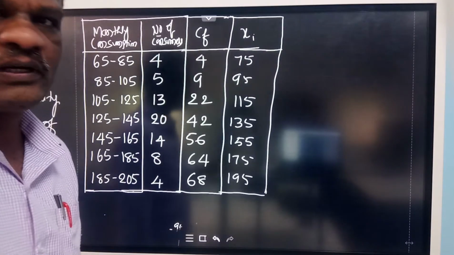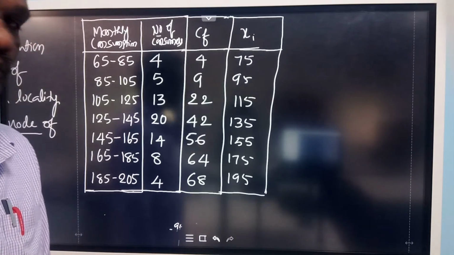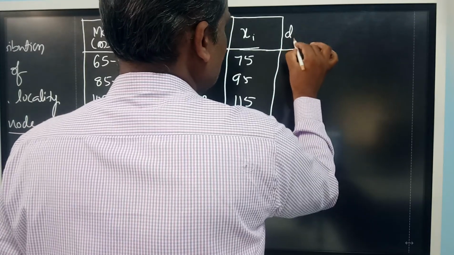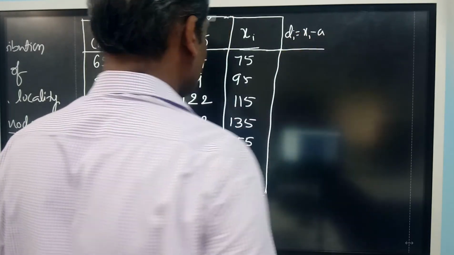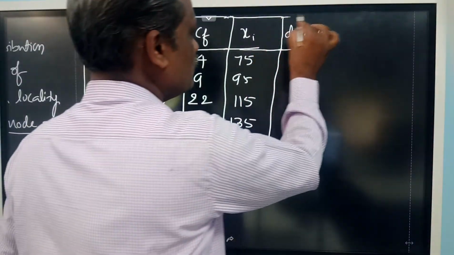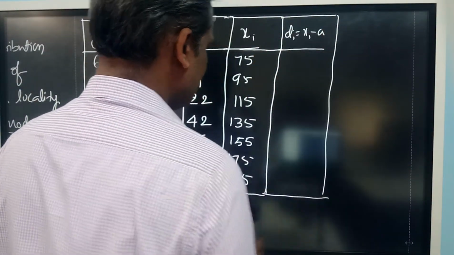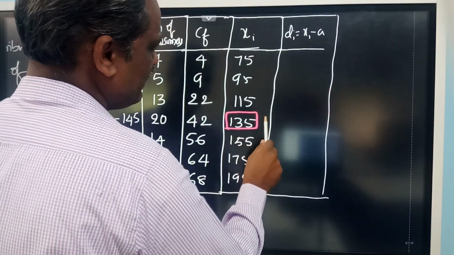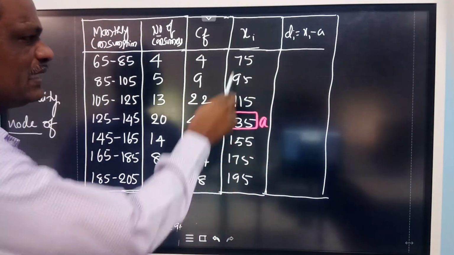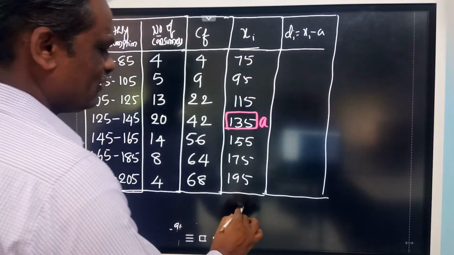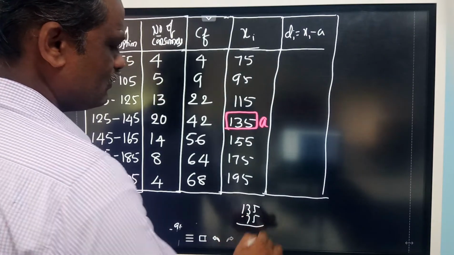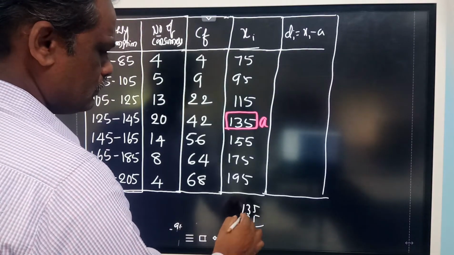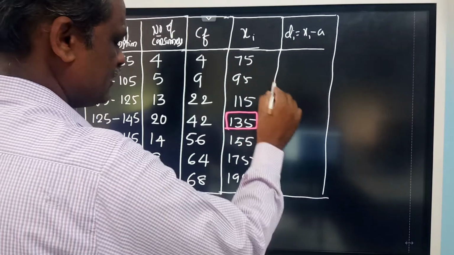What else is required? Let us go for the assumed mean method. In the assumed mean method, the deviation is equal to xi minus a. Assume that one of the xi values is the mean value and subtract that one. So now I am going to assume this, 135, as the mean value. Let us take this as a. So xi minus a: 75 minus 135. What is the answer?